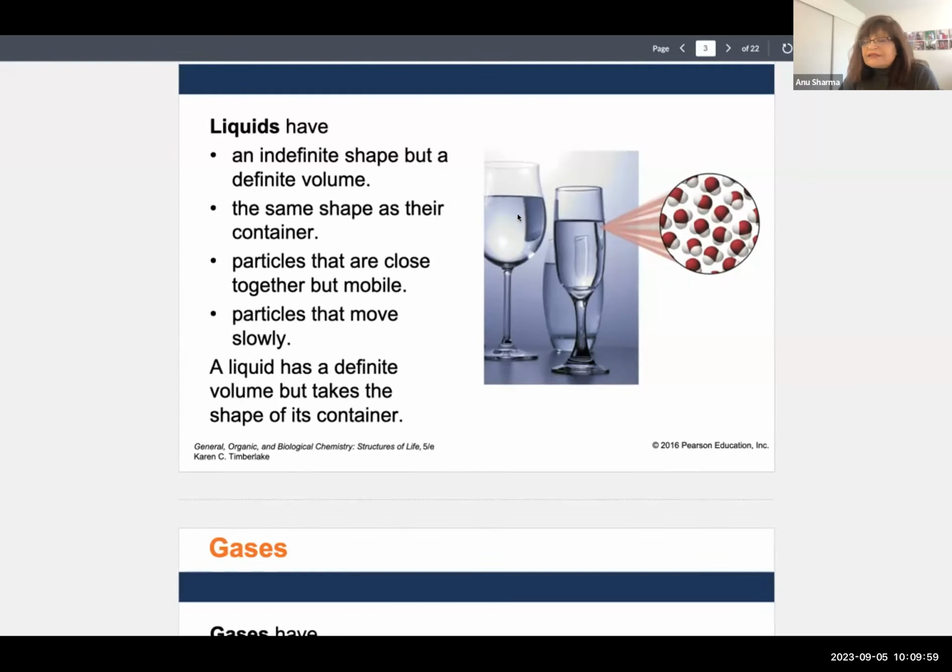You put the same amount of liquid in a jar, or in a cup, or in a glass, or in a wine mug, or whatever, and it takes the shape of that container. So liquids have a definite volume, but their shape is indefinite. Now, these particles are not very bound to each other, there's a very weak attraction, so they are mobile. And this is the reason why liquids flow.